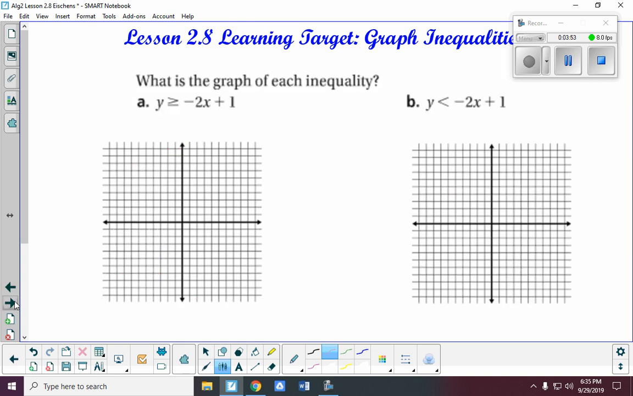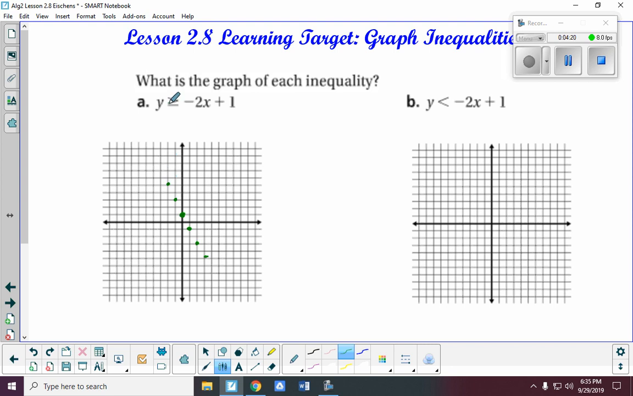The next one, it says, what is the graph of each inequality? So again, we'll graph this function. The y-intercept is 1. Oops, let me go back here. My pen went a little crazy there. So the y-intercept is at 1, and the slope is -2. So down 2 over 1, down 2 over 1, or we could go up 2, back.